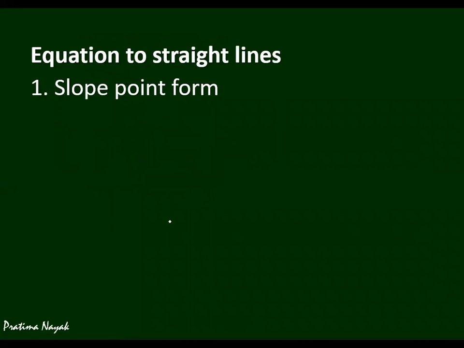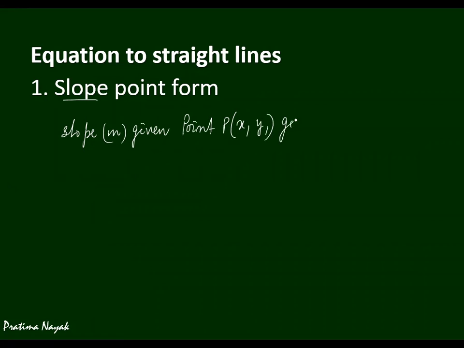First is slope point form. That means slope is given. We can frame the equation when slope will be given to us and another point will be given. One point, let us say P, whose coordinates will be given. Then only we can frame an equation. How? Now let us find.